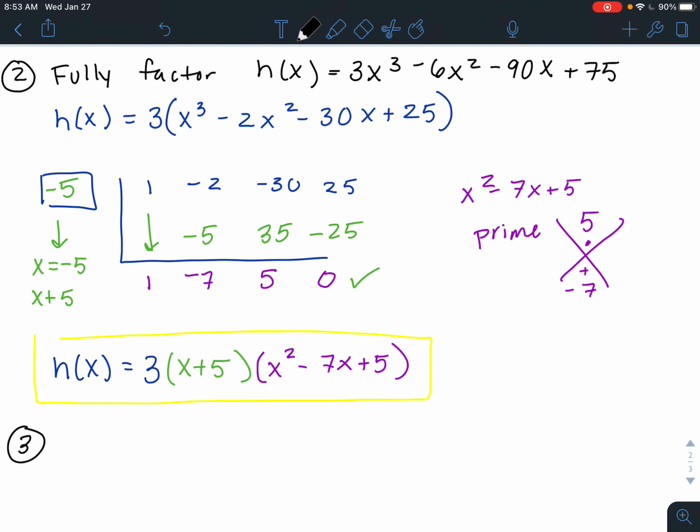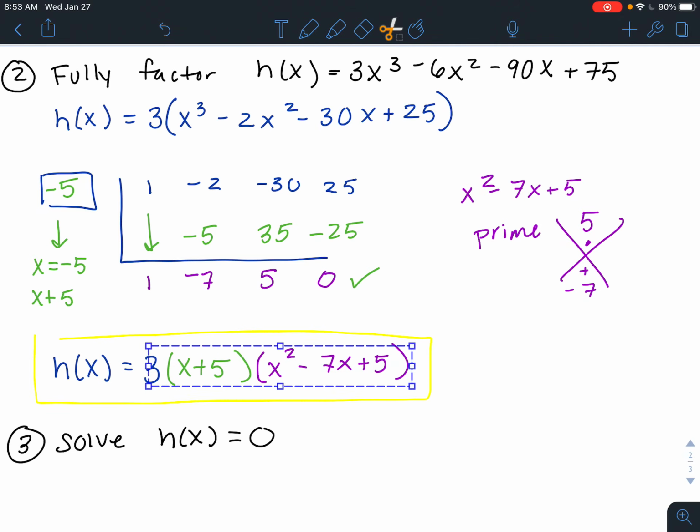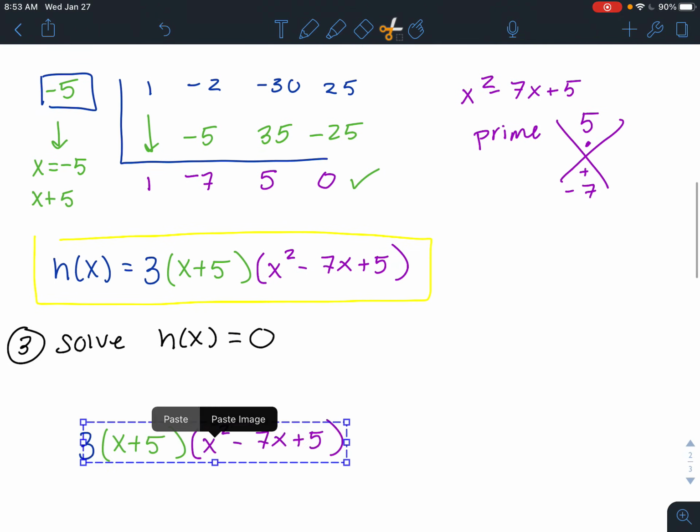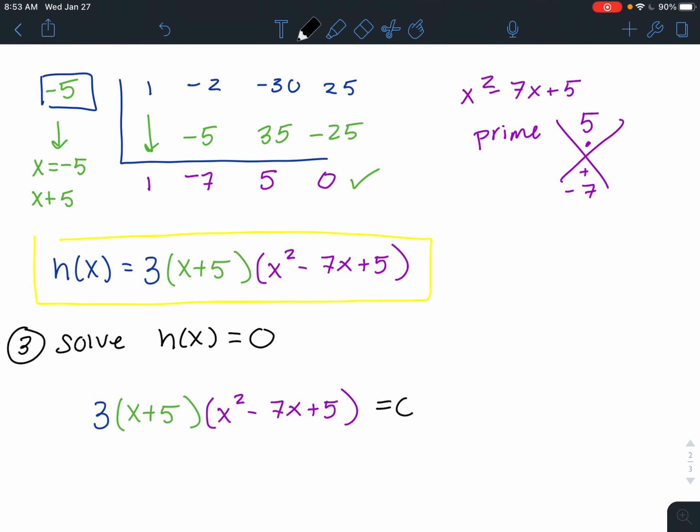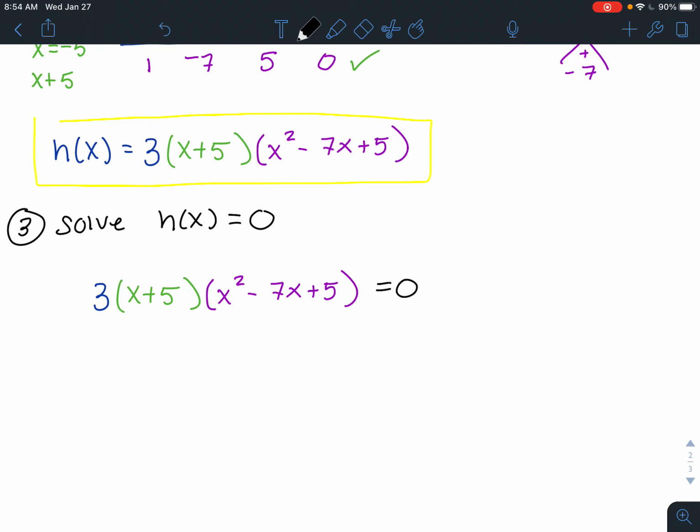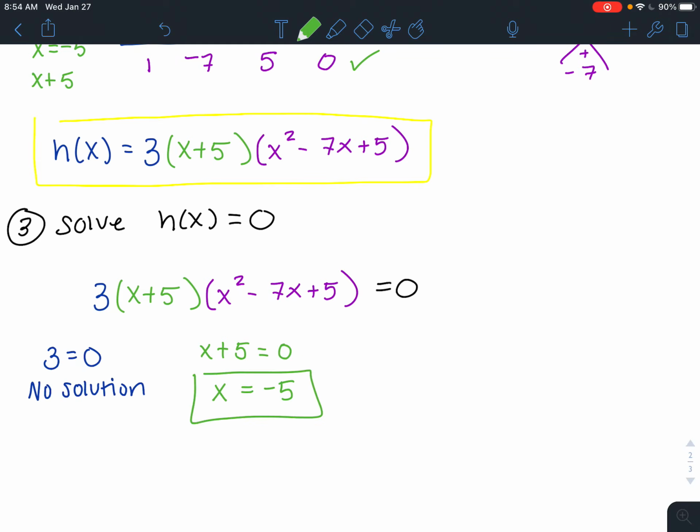So then we're going to take that fully factored answer and use that to solve h of x equals 0. Right, so I'm just going to set my factored answer equal to 0, and then once I want to solve it in factored form, all I'm going to do is set each part equal to 0, right? So 3 equals 0, well, 3 never equals 0, so there's no solution there. Then I'm going to set x plus 5 equal to 0, and we already know what the answer is there because we found it in the synthetic division table of -5, so there's one answer.